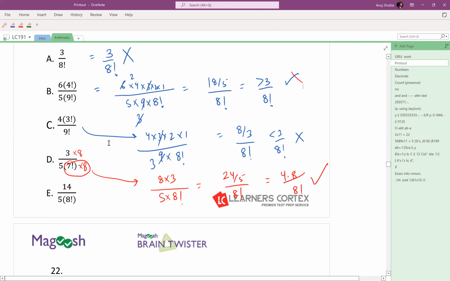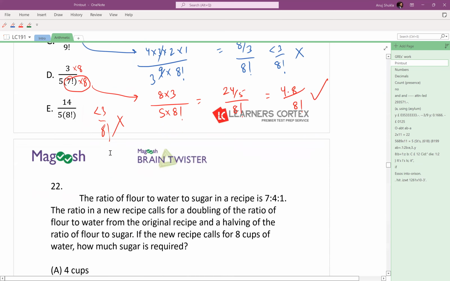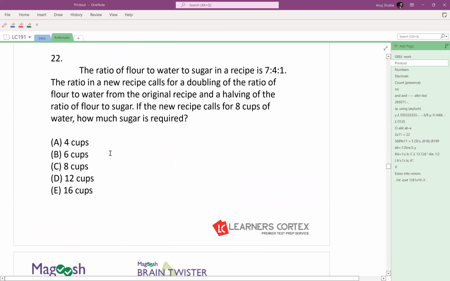Right? Now 14 by 5. 14 by 5 is less than 3 by 8 factorial. So this is also not the greatest. So which is the greatest value? D. D is the greatest value. Very good, Tanish. Any doubt? No, sir. Try this question then.